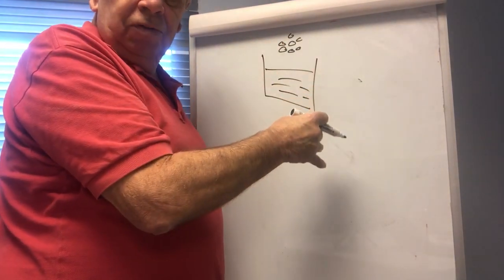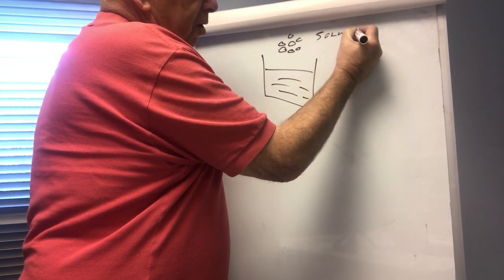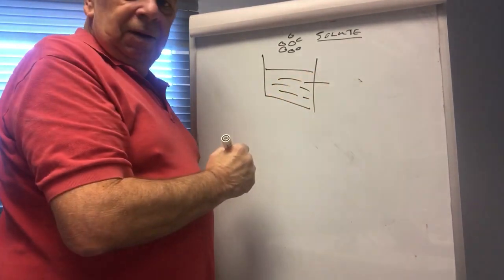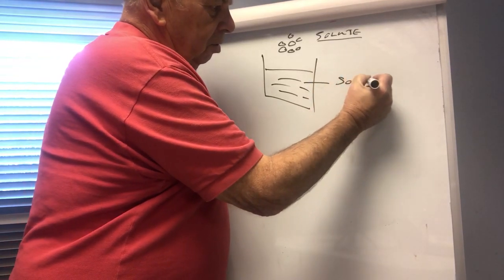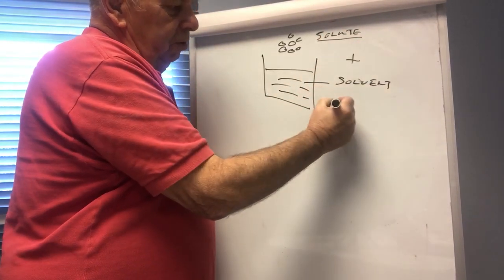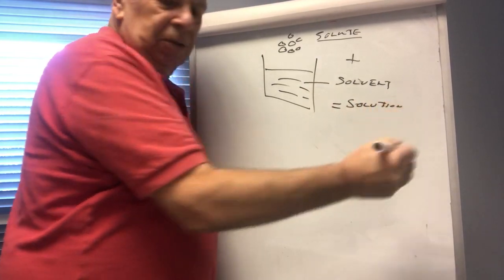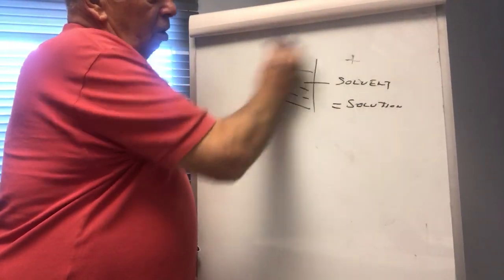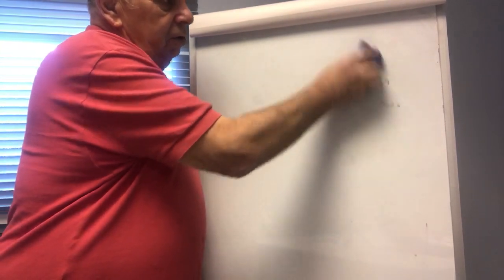So the components of a solution are as follows. The substance that's being dissolved is the solute, which dissolves in a solvent, the water. So the solute plus the solvent is equal to a solution. Simply then, the concentration is the amount of solute dissolved in a given volume of solvent.